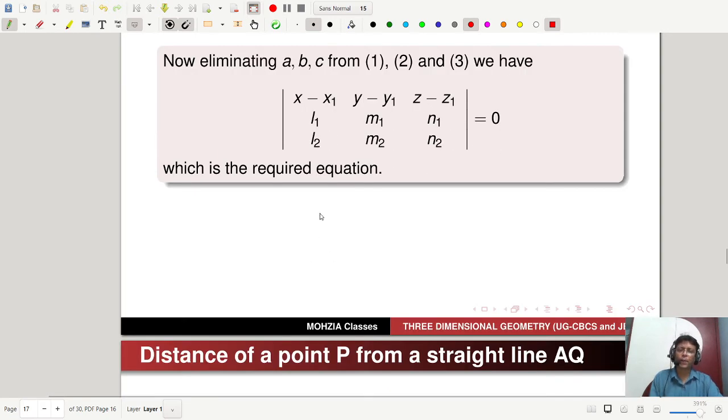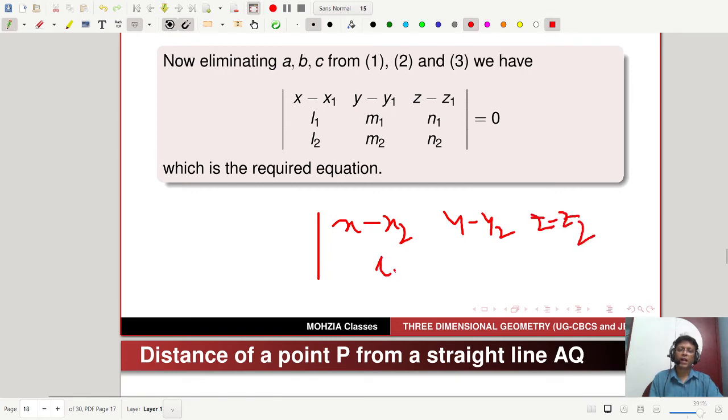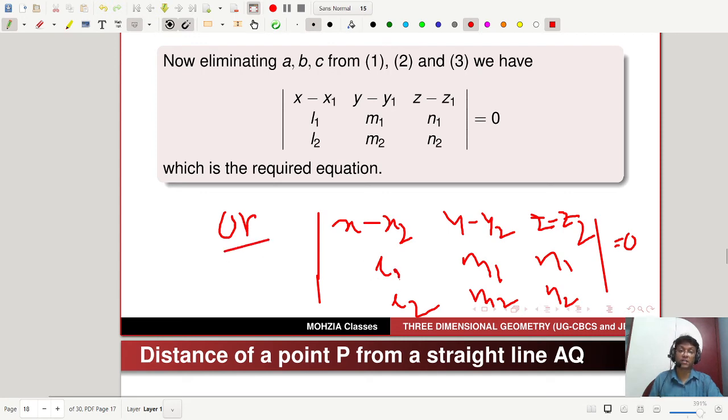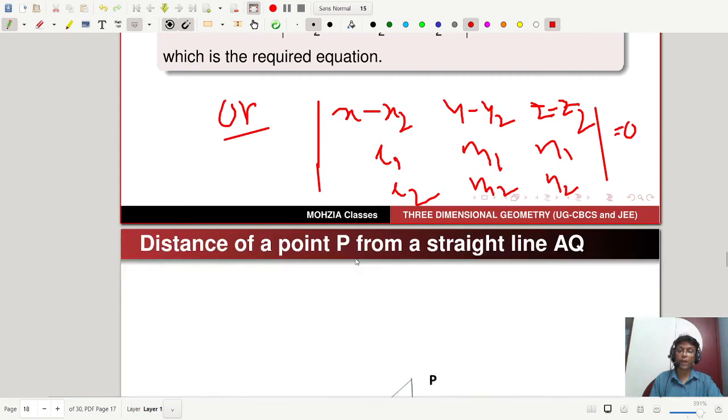You can write the plane in this form also, taking the second point: x minus x2, y minus y2, z minus z2, right? And l1, m1, n1, and l2, m2, n2. Okay? So you may follow this also. So this is the equation of the plane containing the lines, either this or this. Okay?